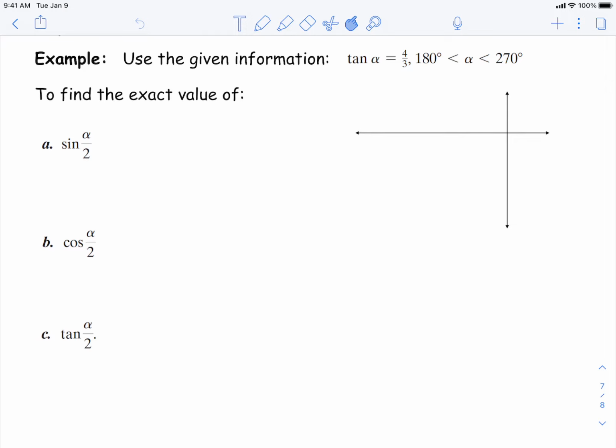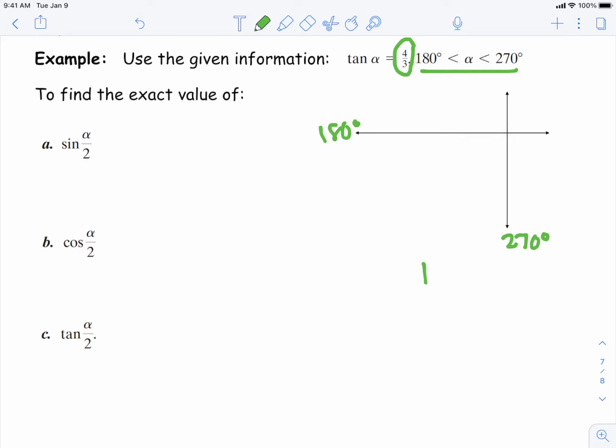Right, here's an example using the half angle formulas. So we're given the tangent of an angle having the ratio of 4/3, and that this angle falls between 180 degrees and 270 degrees. So that is in quadrant 3.